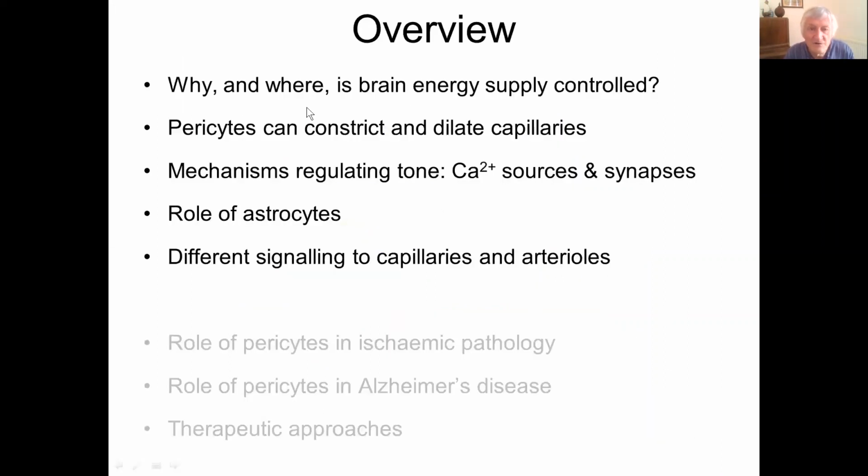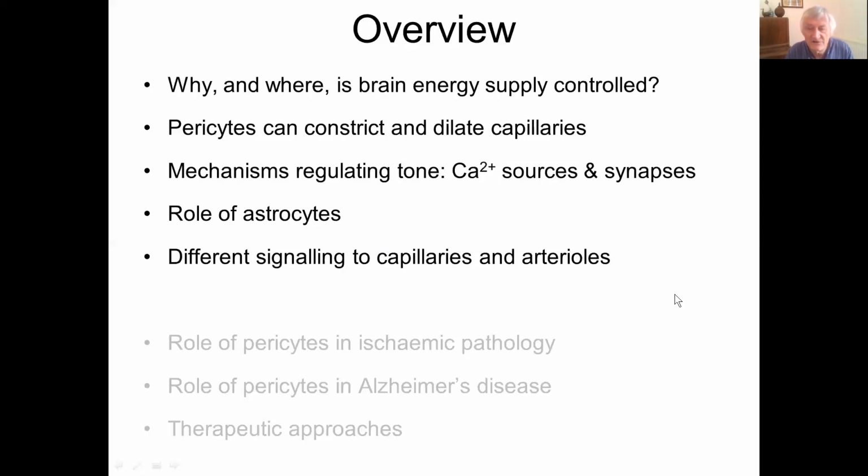Okay. Right, so what I've shown you so far then is that brain energy supply is important to be controlled because the brain uses lots of energy. It's controlled at the capillary level by pericytes. Pericyte calcium is a key mediator of constriction. This is regulated by astrocytes, and there's different signaling to capillaries and arterioles.